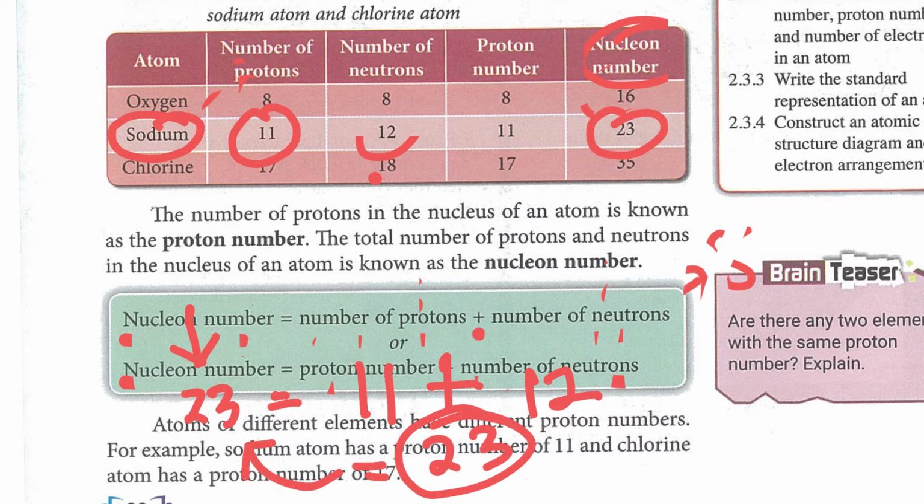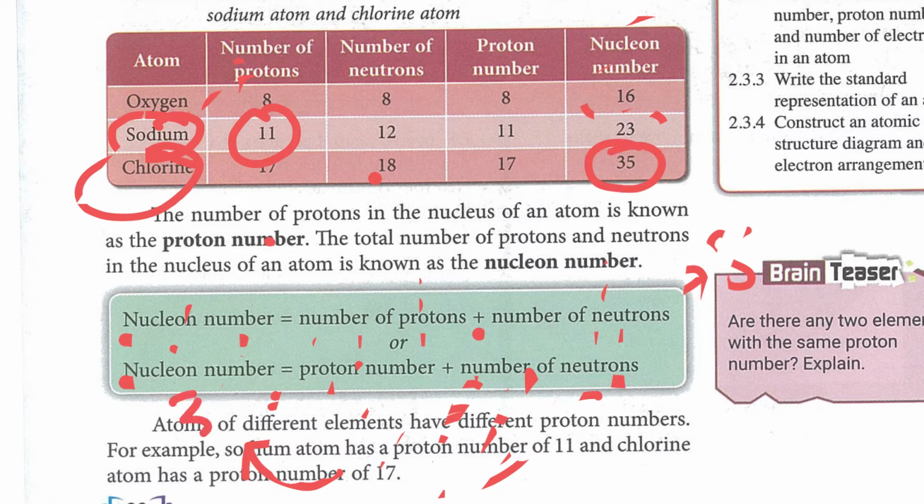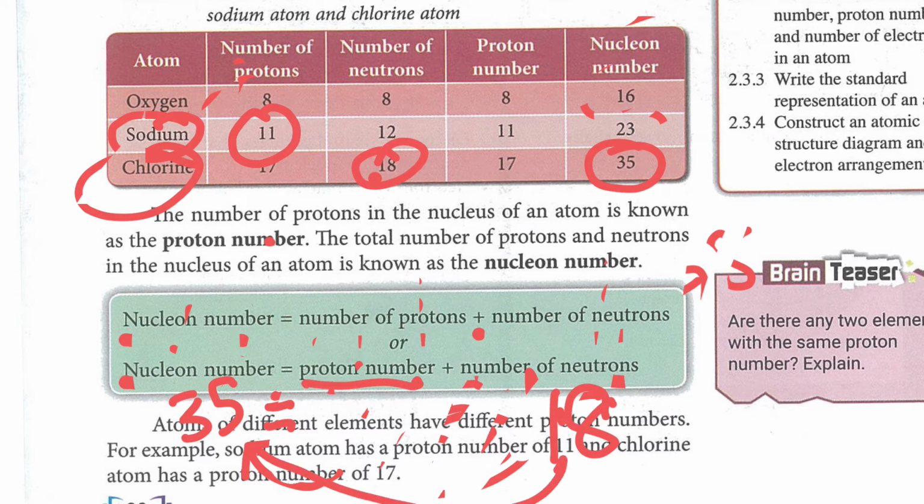So same goes to the chlorine. So when you have the nucleon number, asalkan ada nucleon number, okay, over here, 35, and you are given number of neutrons, 18. So what is the proton number? So 35 minus 18, you will have 17. So those are the basic relationships that you really need to understand between number of protons, number of neutrons, and nucleon number.